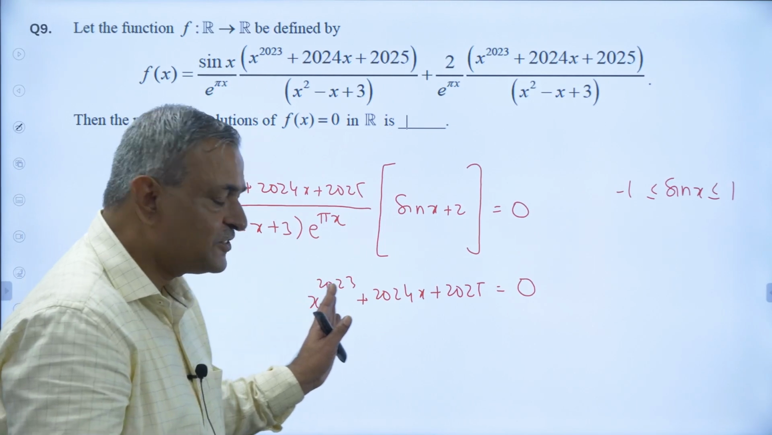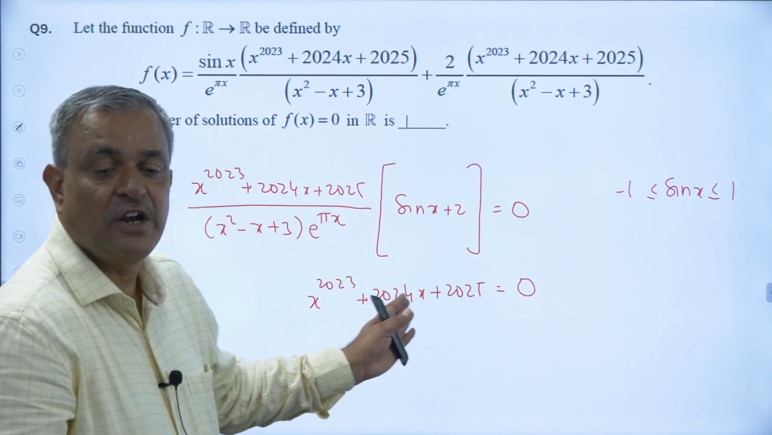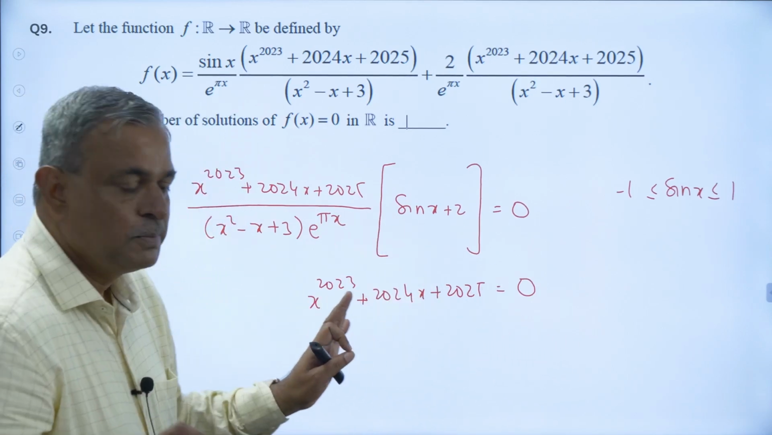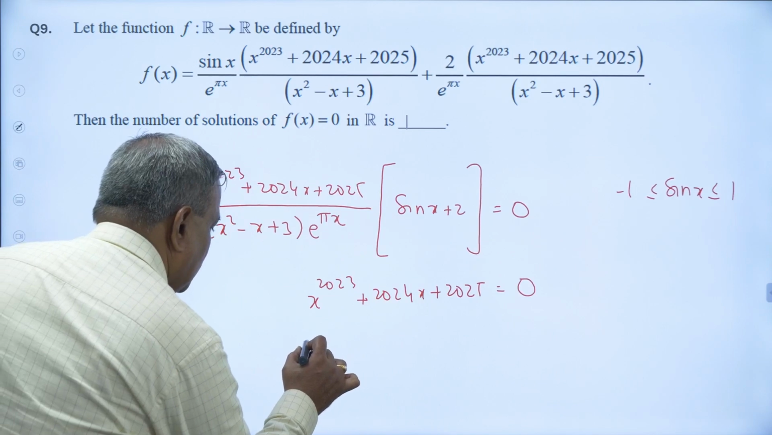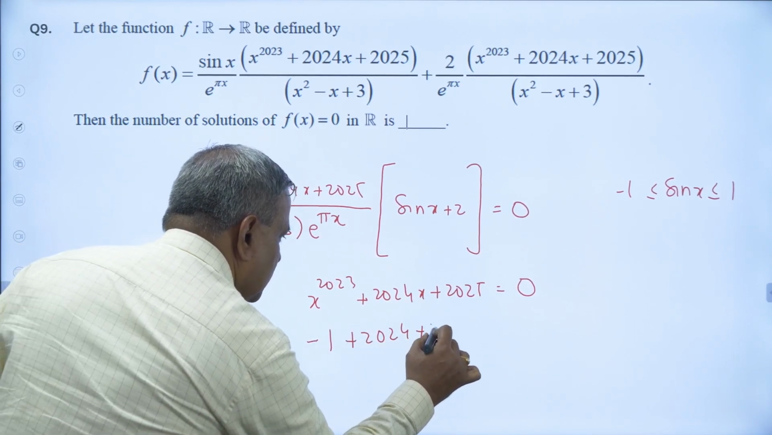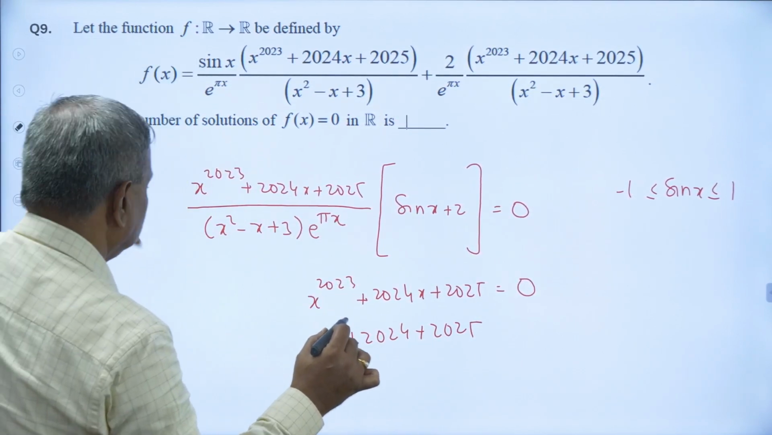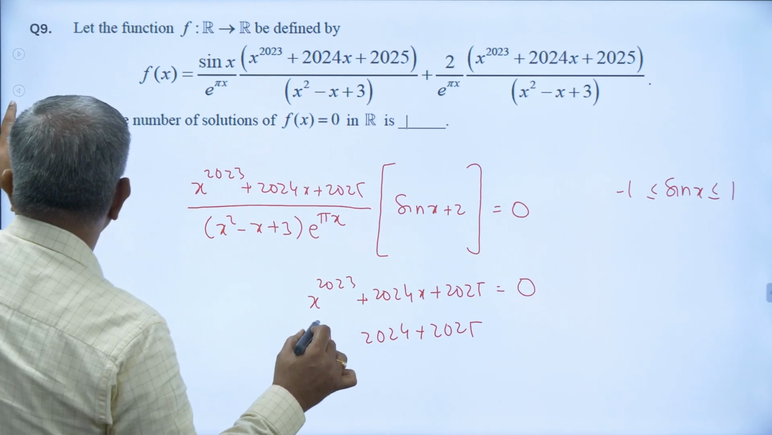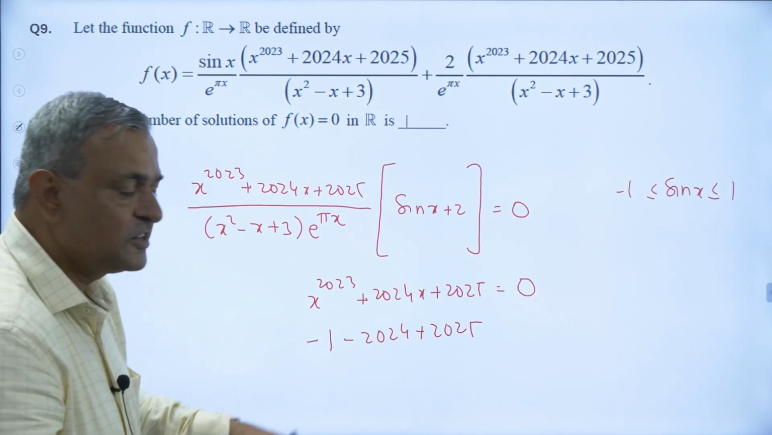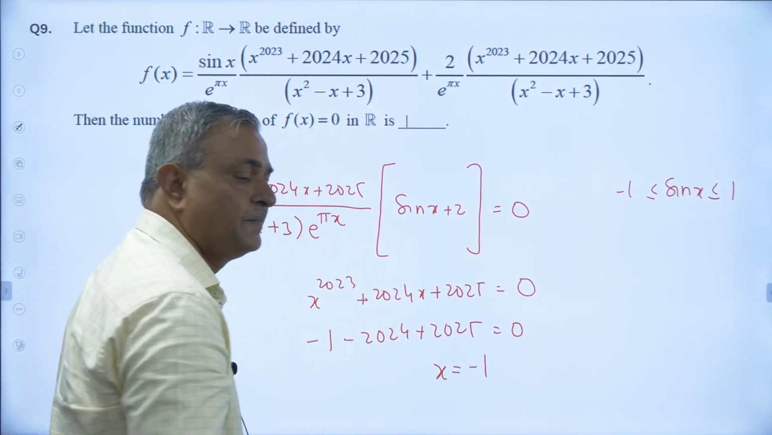As x is positive, because x to the power 2023 is there, it will always be non-zero when x is positive. Observation question. Put x equal to minus 1. What happens? Minus 1 plus 2024 minus 2025. What you get? Answer is 0. So only x equal to minus 1 is there.